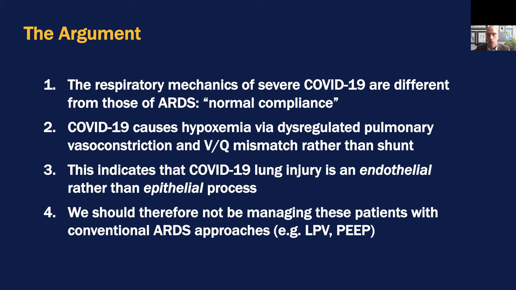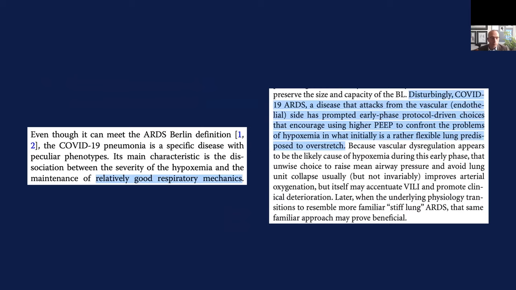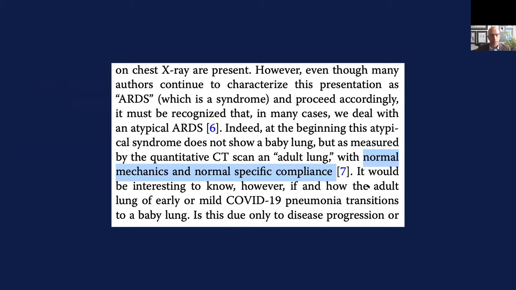To give you some examples of how he has put this, this is from the essays I just referenced. He talks about patients with COVID-19 having relatively good respiratory mechanics. "Disturbingly, COVID-19 ARDS, a disease that attacks from the vascular endothelial side, has prompted early phase protocol-driven choices that encourage using higher PEEP to confront the problems of hypoxemia and what was initially a rather flexible lung predisposed to overstretch." Here he is saying that there's normal respiratory mechanics, normal specific compliance.